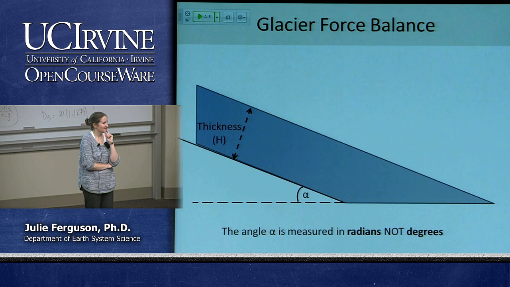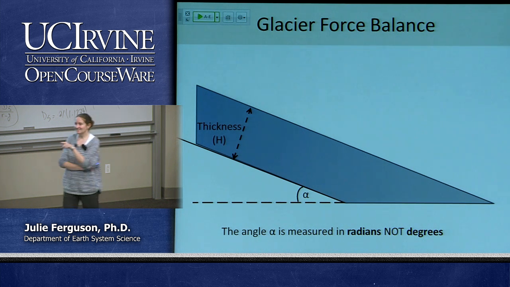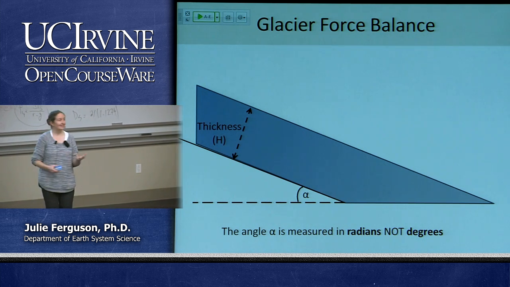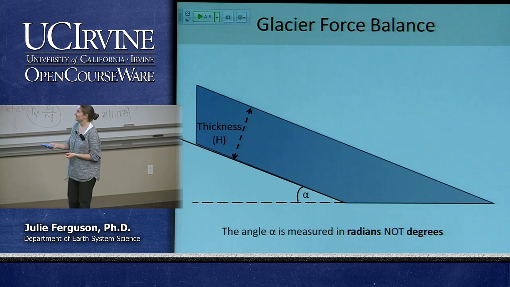How do you measure the mass of your ice? Density, yeah, absolutely. It's the thickness and the density. Okay, so you guys are doing well.